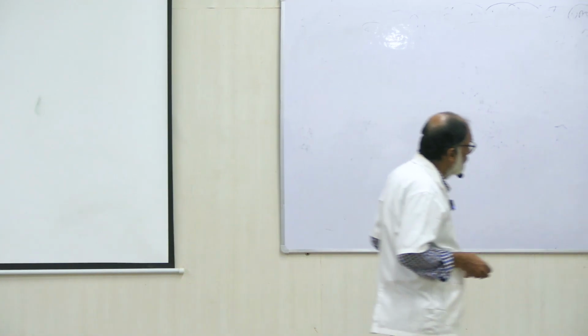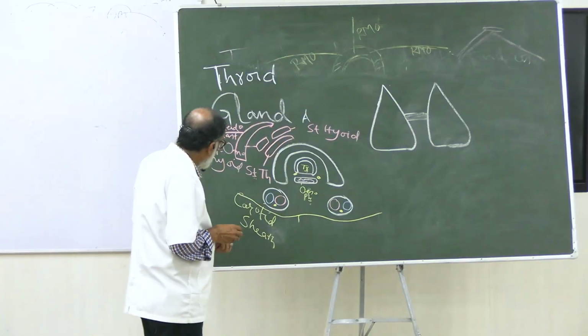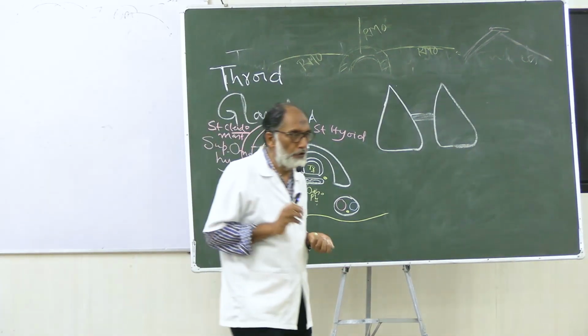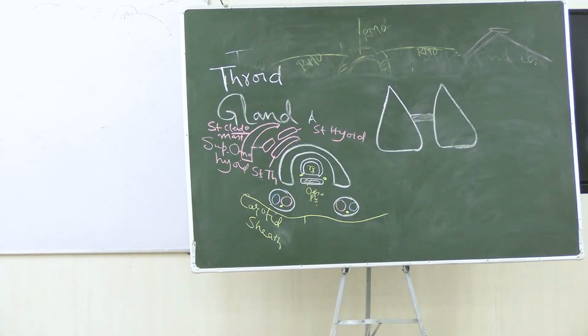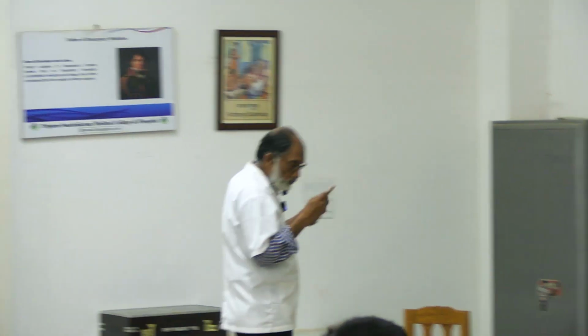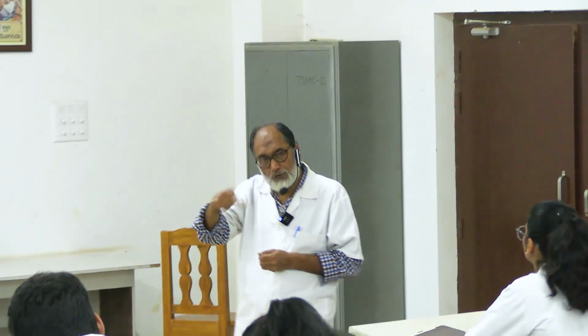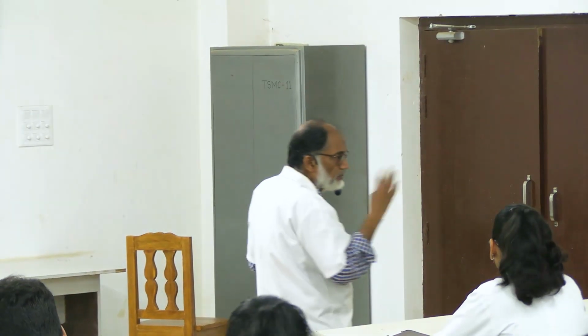Now, come to the covering of the thyroid gland. It is very important. The thyroid gland is covered by two sheaths. Number one is false capsule, one is true capsule. What is called true capsule? From where is it coming? True capsule.